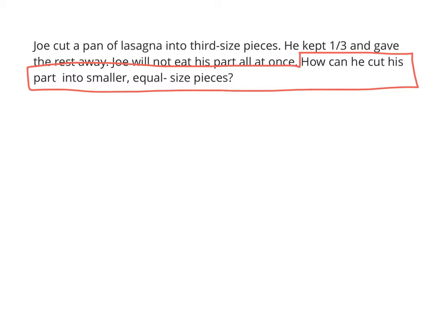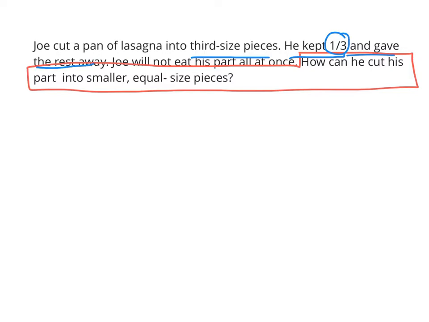Now, let's look at the rest of the word problem and figure out which is the important information needed in order for us to solve this problem. So rereading, it says, Joe cut a pan of lasagna into third-size pieces. So that is important for us to know. The pieces are third-size pieces, so we underline that. Let's continue. He kept 1/3 and gave the rest away. That is also important. He didn't keep the entire lasagna pan, he only kept 1/3. And the rest was given away.